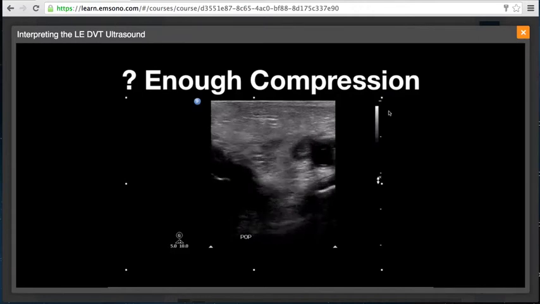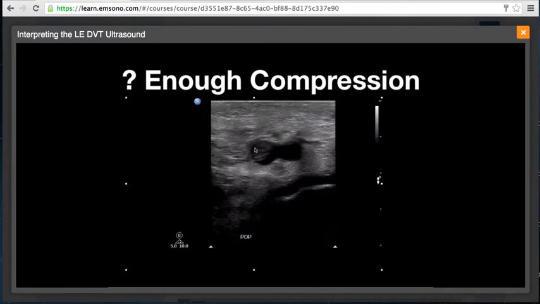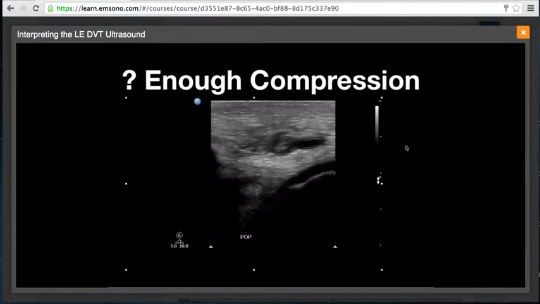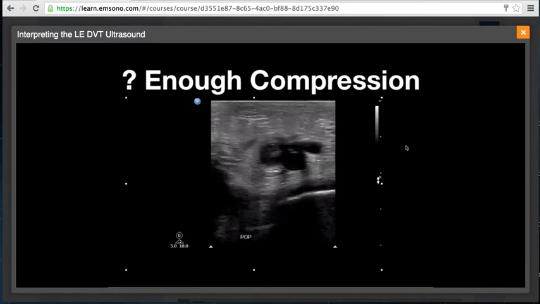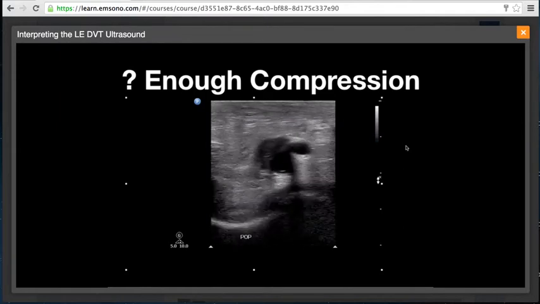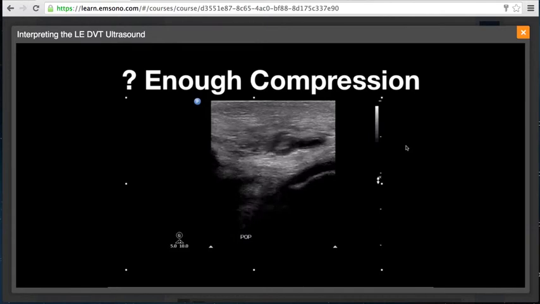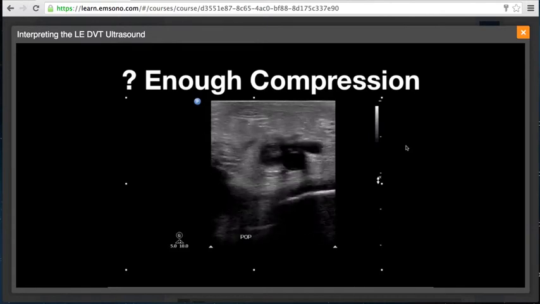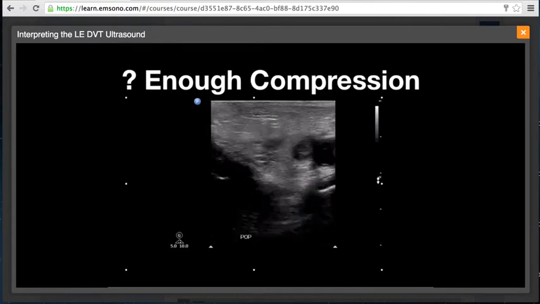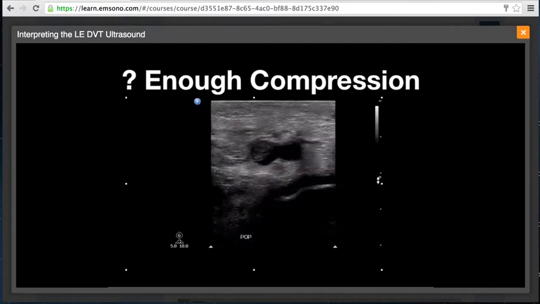Is there enough compression in this case? This is a popliteal vein. So you can see there's the vein, there's the artery. You can see that there's echogenic material within the vein. And what you can see is that as the transducer pressure is being applied, you're actually collapsing the artery. So clearly there is more than enough transducer pressure being applied.